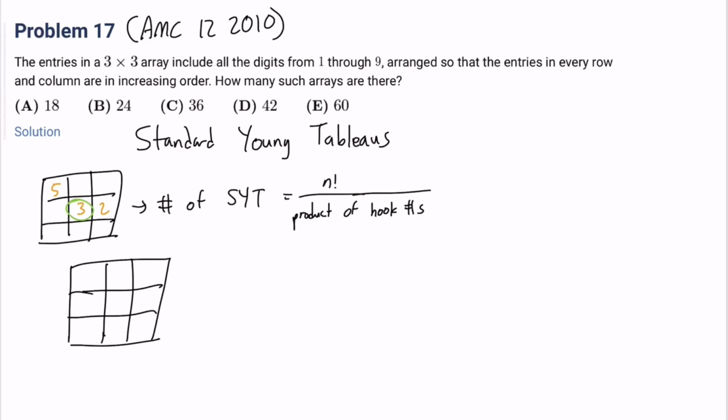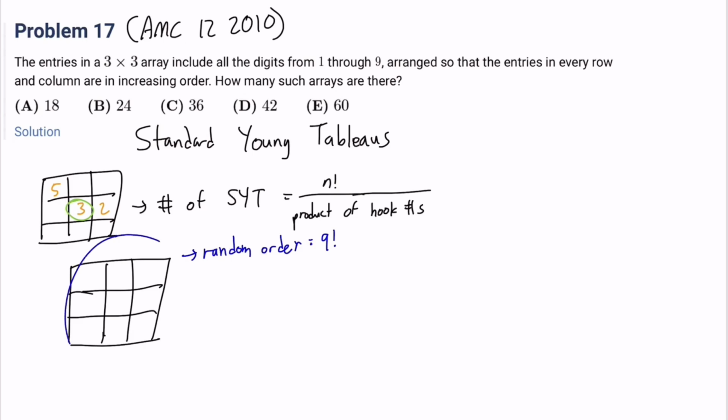First of all, the way to put all the digits from 1 through 9 inside here in any random order, that doesn't have to be a Standard Young Tableau. So random order, that would just be 9 factorial, right? Because we have 9 numbers to put in there, 8 numbers to put in there, 7 numbers to put in there, and so on, right? So that's going to be 9 factorial.